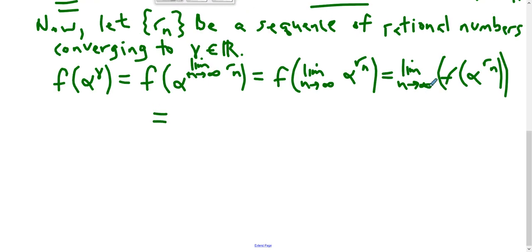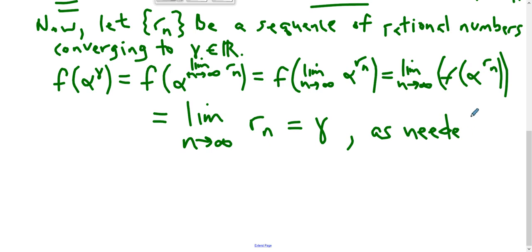Well now, f of alpha to a rational number is just that rational number, because we established that for rational numbers, this held true. And that limit is gamma, as needed. We needed f of alpha to the gamma to be gamma for all real numbers. We've got that. We are done. Well, I guess we're sort of done. There's a thing that we need to do.